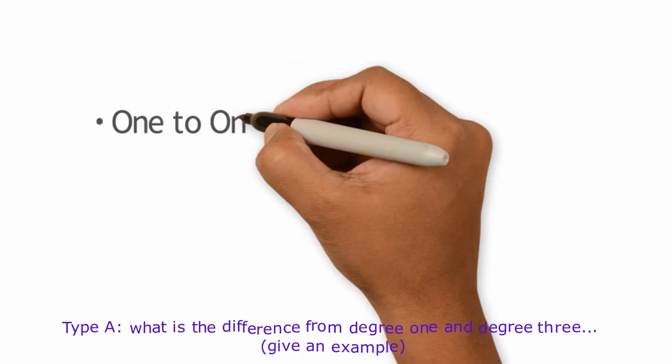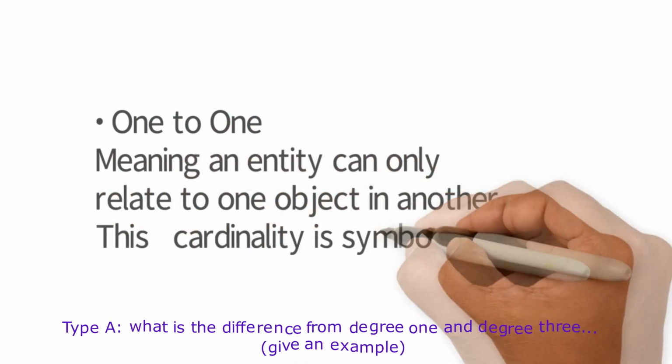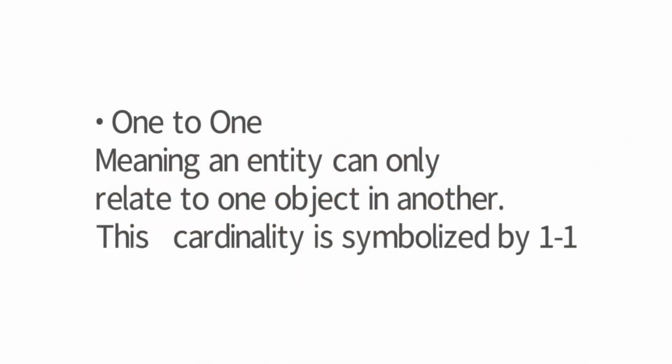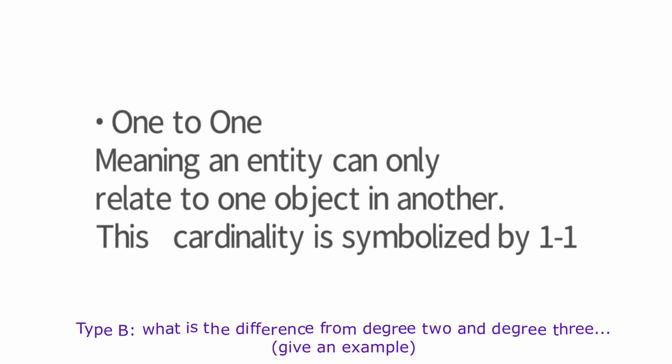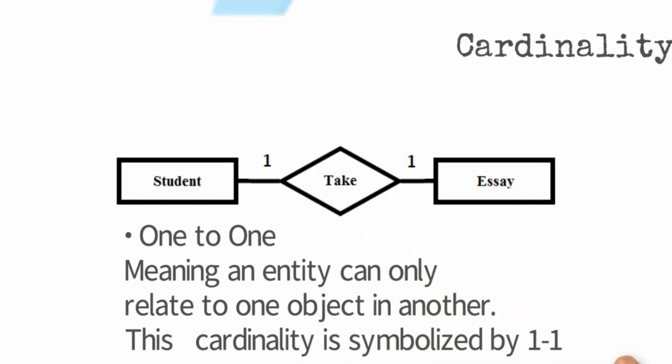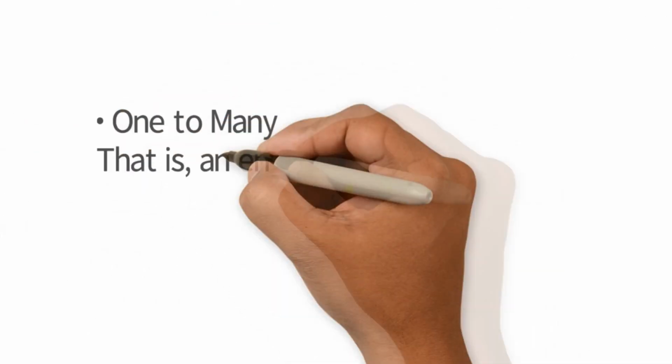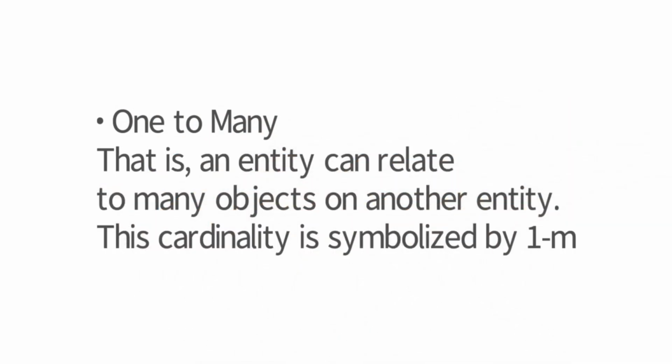Cardinality symbol in Chen notation. One-to-one. Meaning, an entity can only relate to one object in another. This cardinality is symbolized by 1:1. One to many. An entity can relate to many objects on another entity. This cardinality is symbolized by 1:M.